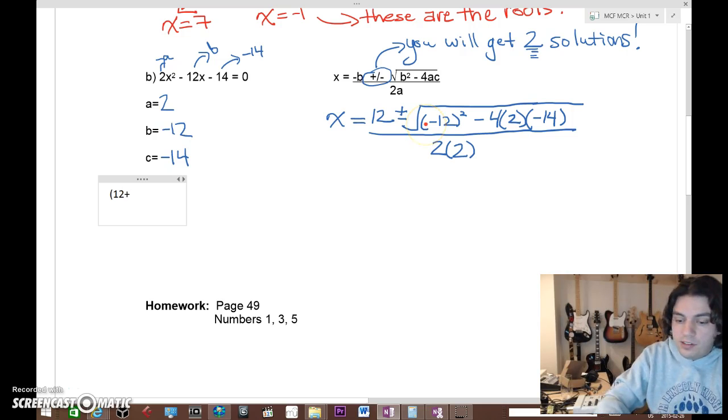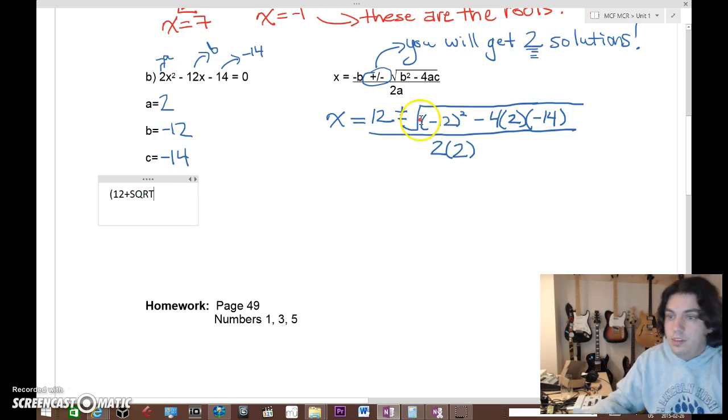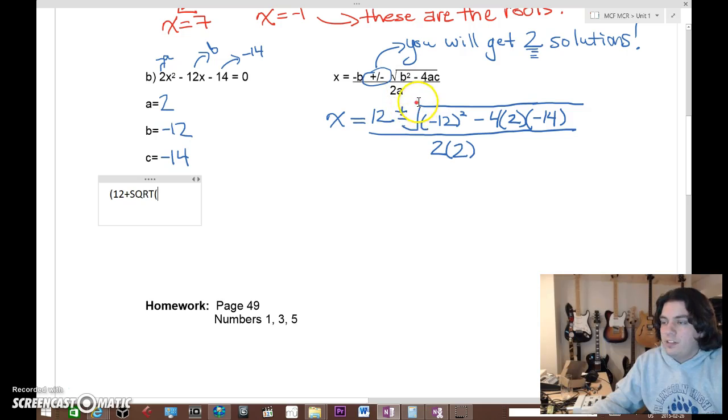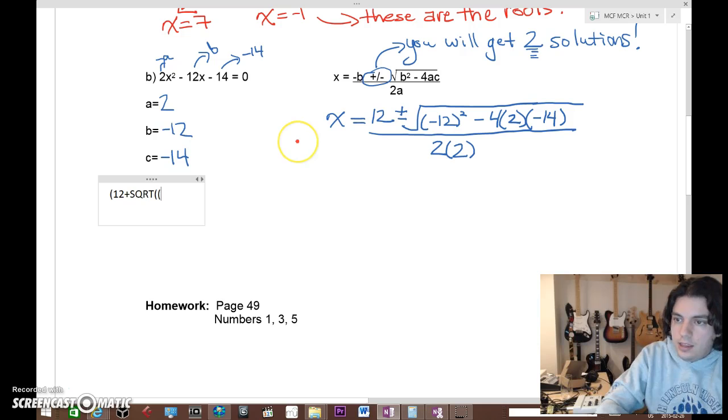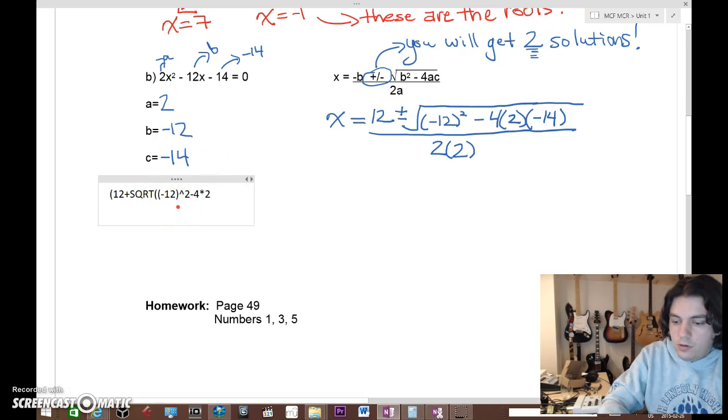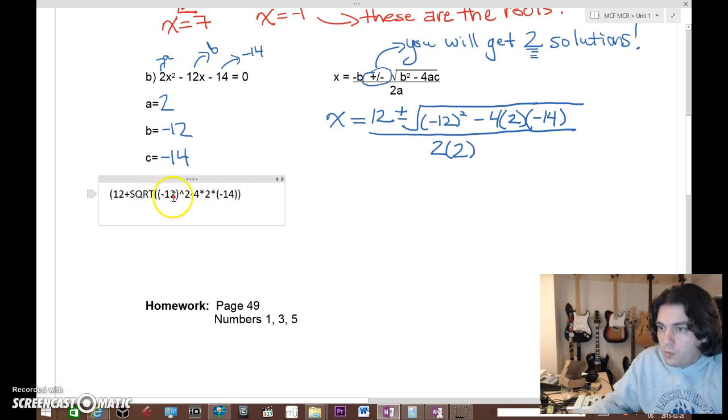I'm going to say 12 plus, and then on my computer, the form for square root is SQRT, but of course, on your calculator, it's usually second function x squared, but you know the button, or at least I hope you do. Then I need to do negative 12 squared, and again, you know how to do that on your calculator, minus 4 times 2 times negative 14. And then I have to close a bracket because all of that was what was being square rooted.